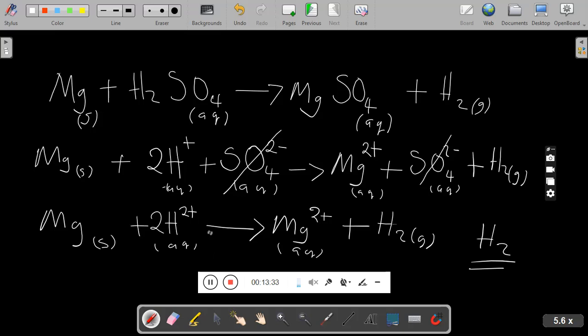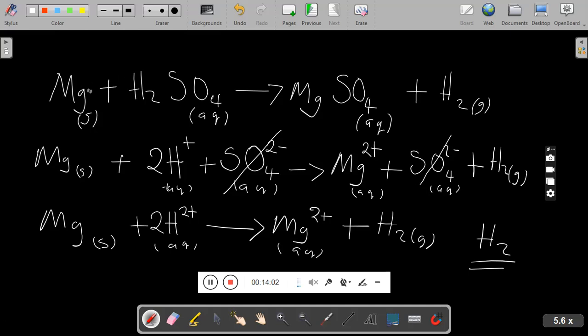So this is an ionic equation we have constructed from the reaction between magnesium and sulfuric acid to produce magnesium sulfate and hydrogen gas. So you can be given a chemical equation like this one, and then they say use this chemical equation to write an ionic equation. Or sometimes they will just tell you magnesium reacts with sulfuric acid to produce magnesium sulfate and hydrogen gas.